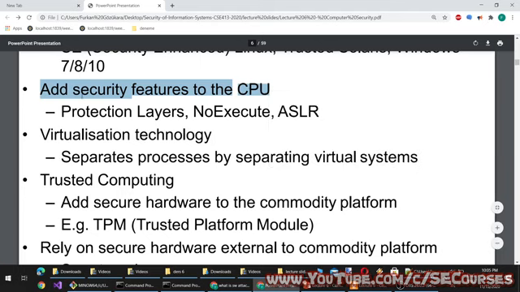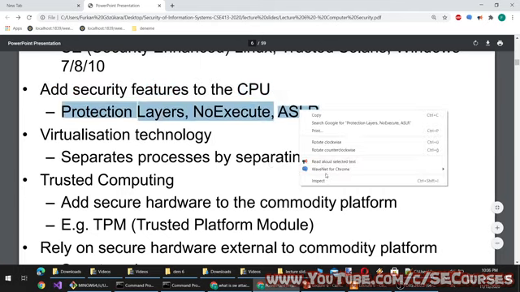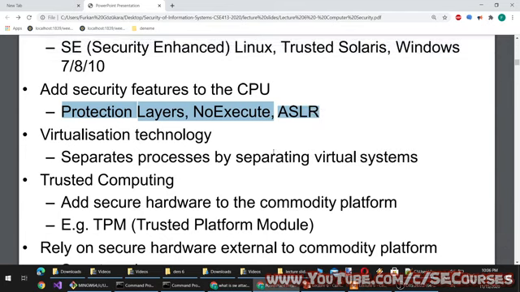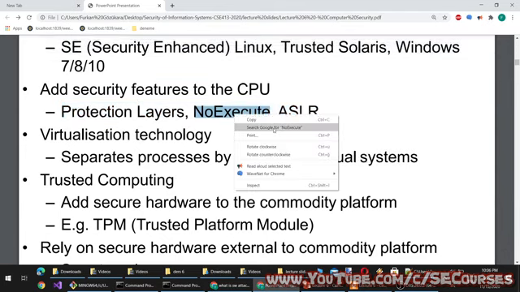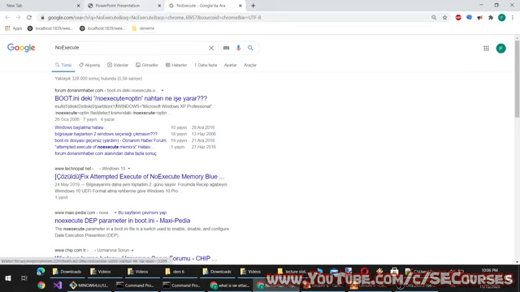Add security features to the CPU. Protection layers: no execute, ASLR. So what is no execute?